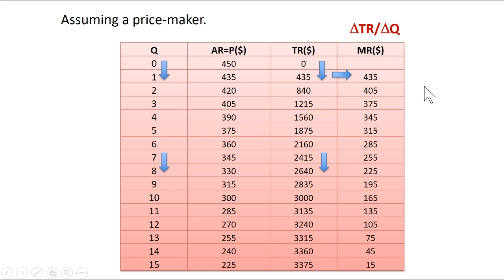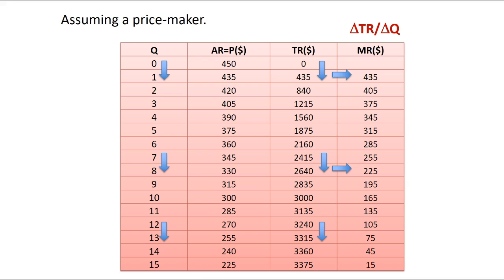If we were looking at, say, increasing output from the 7th to the 8th unit, so how much revenue does the 8th unit generate? Change in total revenue due to change in output up to the 8th unit. So the 8th unit generated $225 in revenue. So this is the marginal revenue of the 8th unit.